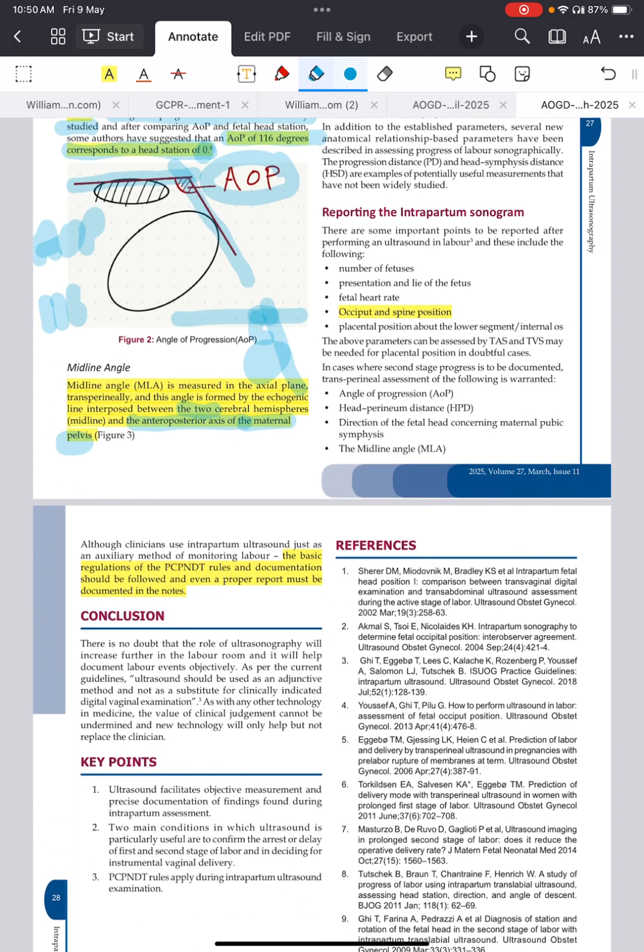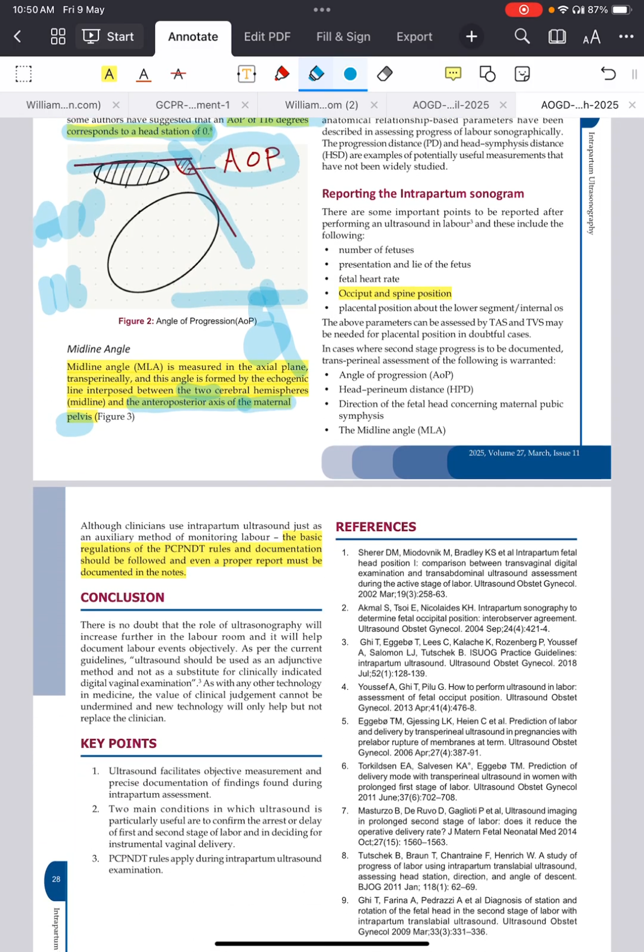So how do we report the intrapartum sonogram? In the intrapartum sonogram you will say whether the fetus is single, the presentation, the fetal heart rate and the present position. Apart from this, you should say whether the occiput is anterior or the sinciput is anterior, and the spine position is also commented on. The different angles seen are the angle of progression, head perineal distance, direction of the fetal head corresponding to the pubic symphysis, and midline angle. Even though you are doing all this, you should follow the PCP90 rules. These are the different angles.